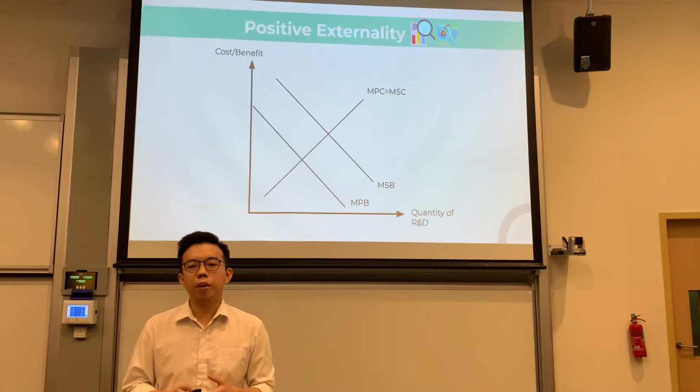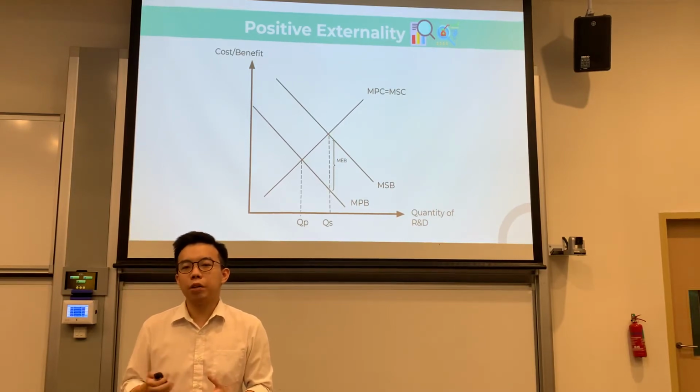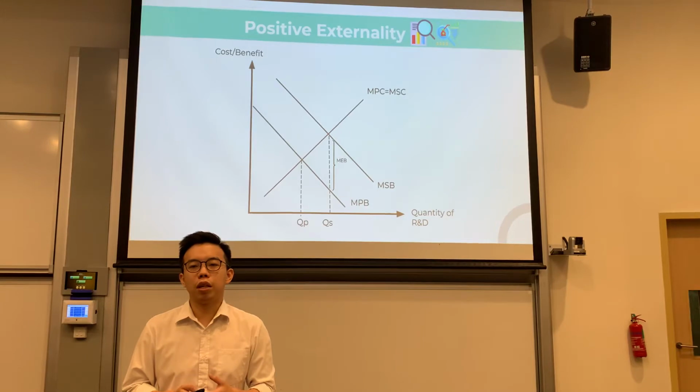For example, other firms may be able to learn from the findings from this firm's R&D. Hence, society's total benefit, the MSB, is greater than the MPB. This is by the amount of the MEB, which is the marginal external benefit. Since QP is less than QS, the firm underproduces R&D activities, leading to an underallocation of resources. Between QP and QS, the marginal benefit to society is greater than the marginal cost. This means the societal welfare would have been gained by increasing the quantity of R&D up to the socially optimal output of QS. This foregone societal welfare is a deadweight loss. Now, I'll be handing the time over to Glenn.